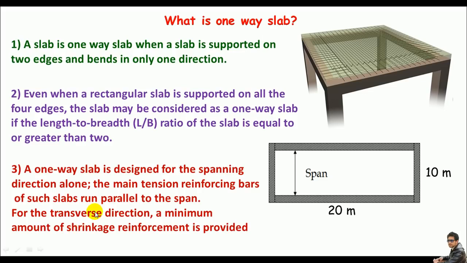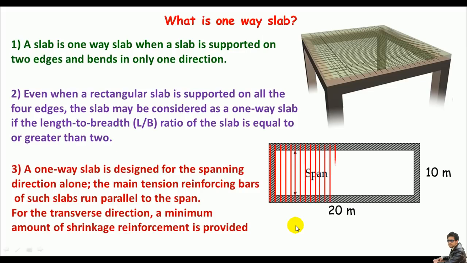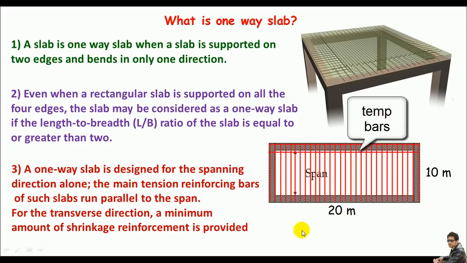But what does this mean? The tension reinforcement bars of such a slab run parallel to the span. It means when we distribute the tension bars in the slab, the tension bars will run parallel to the span, like in this plan. You can clearly see these red lines represent the tension bars. So this is the direction of the main or tension bars. And what's the direction of the shrinkage bars? Of course, they will be opposite to the main bars, right? Like, of course, in this plan.